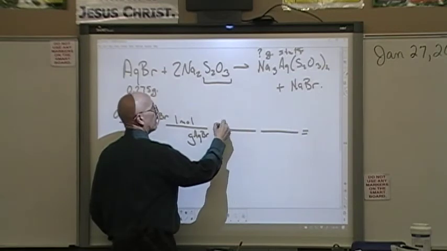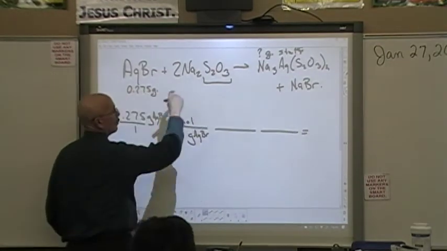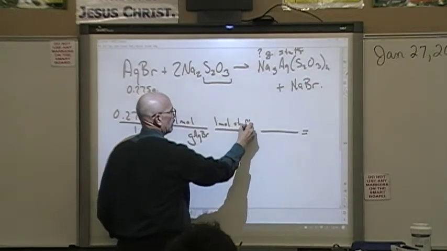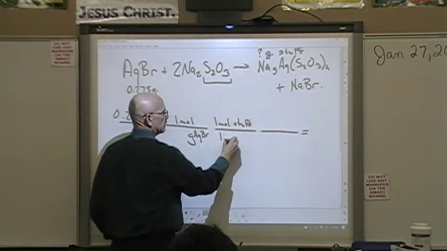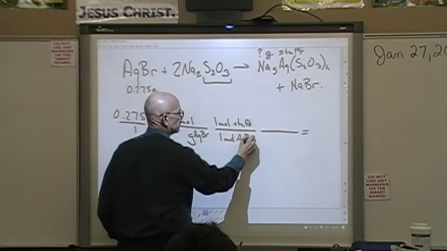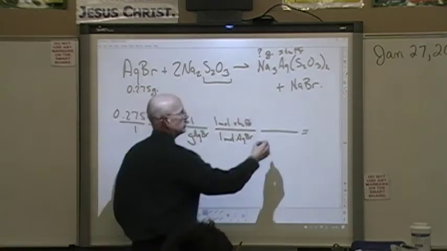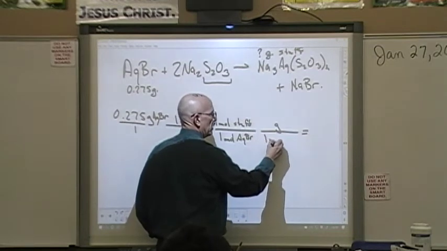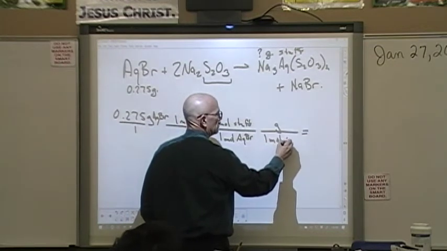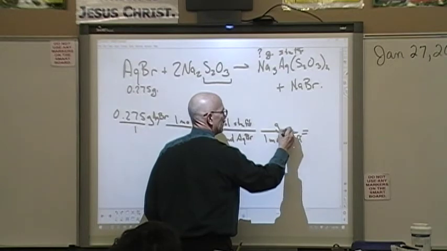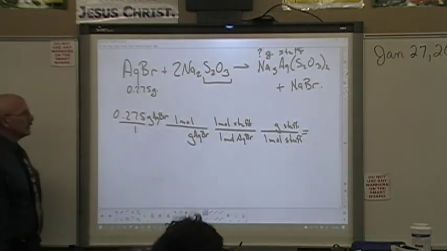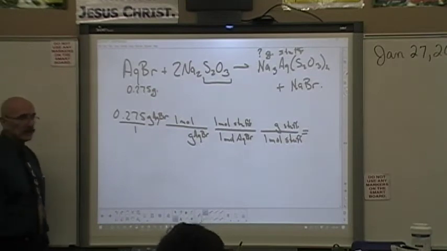Mole ratio. How many moles of that to this? 1 to 1. 1 mole of stuff per 1 mole AgBr. And the third one's also a molar ratio, but this one's going to have the grams in the numerator. We've done a bunch of these problems. You see the pattern: per 1 mole of stuff, grams of stuff per mole of stuff. So this is what my stoichiometry problem is going to look like.